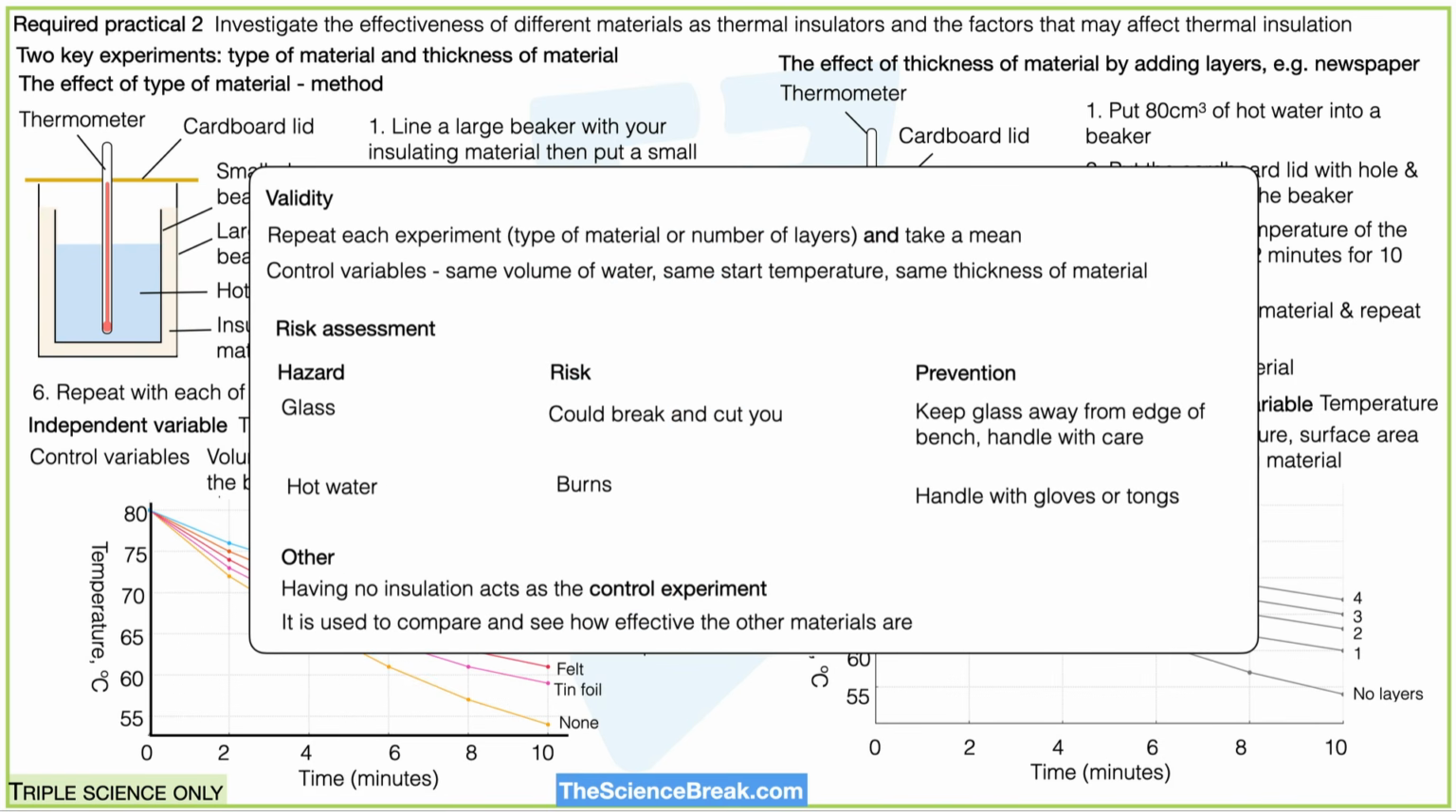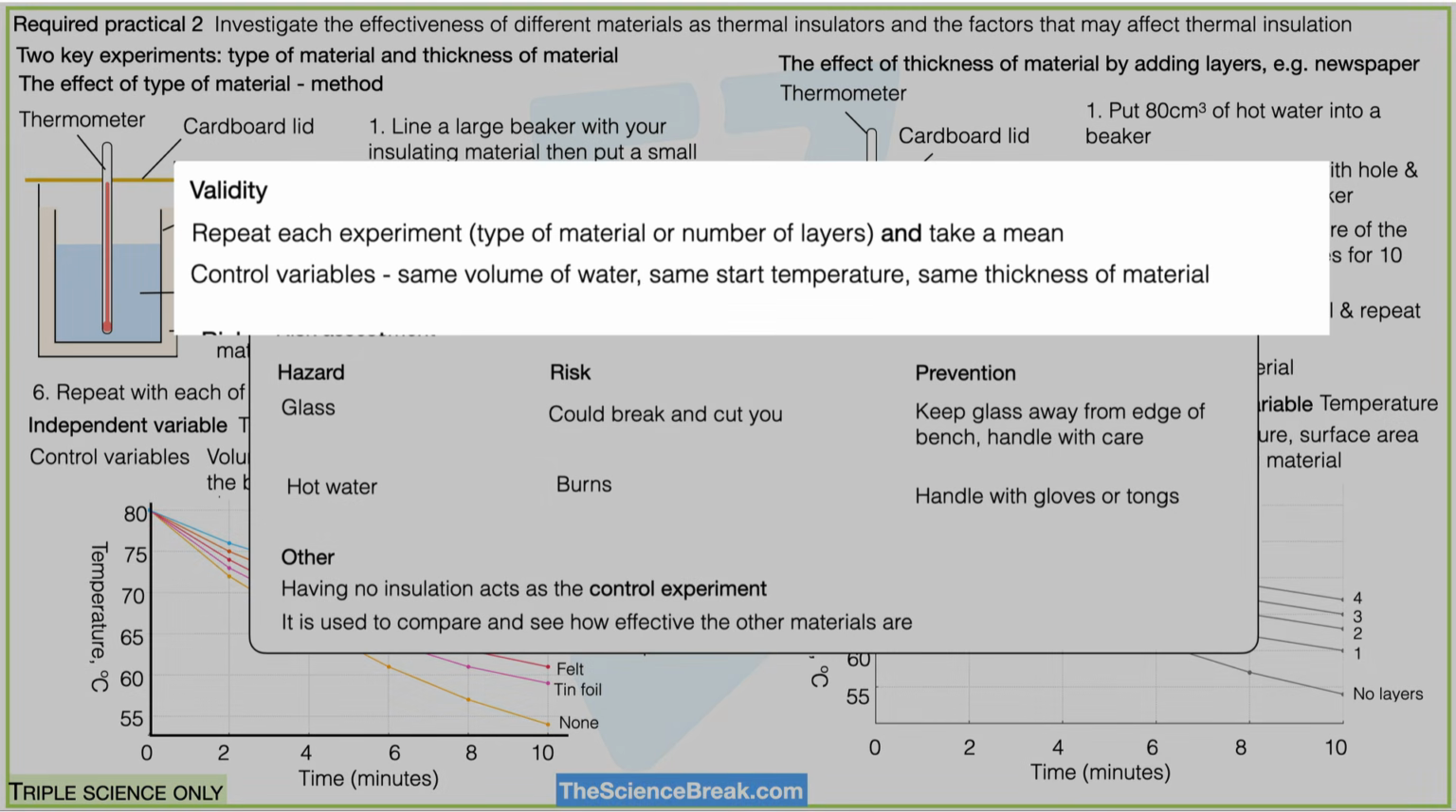Sometimes they ask us to make sure the experiment we design is valid. So validity is to repeat the experiment, the type of material or the number of layers, and take a mean. And is in bold there because you must include the idea of taking a mean and not just say repeat the experiment. The control variables are the same volume of water, the start temperature, and same thickness of material for one of those experiments, but for validity we must mention the control variables.